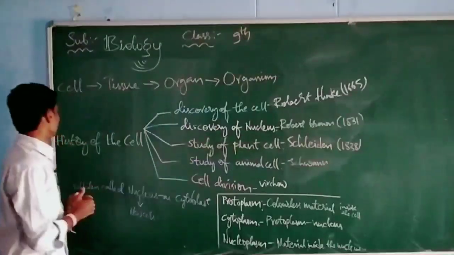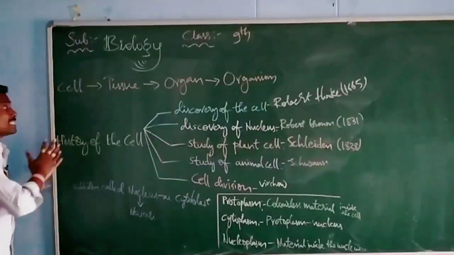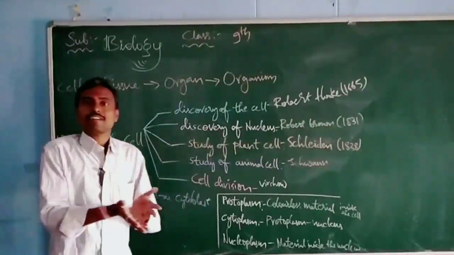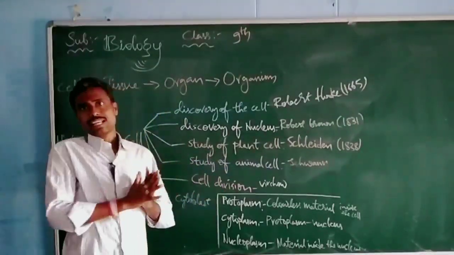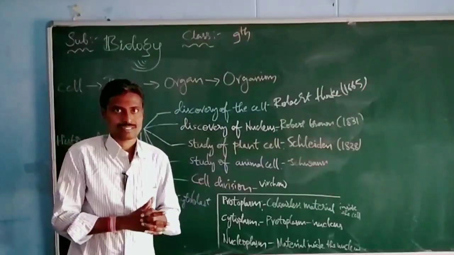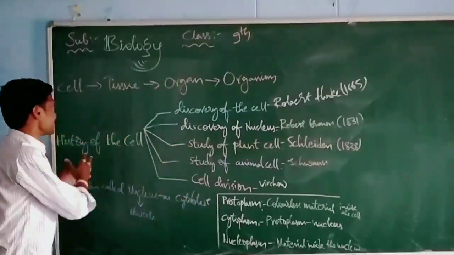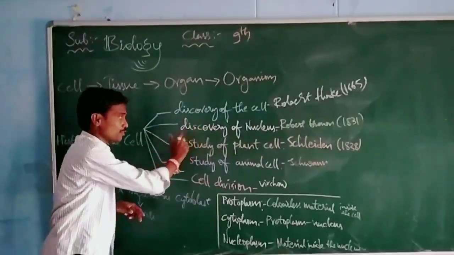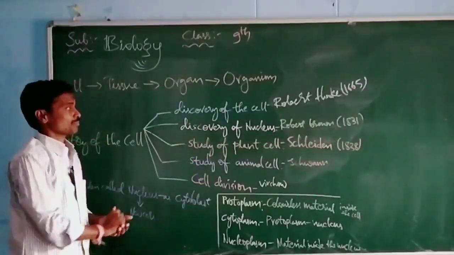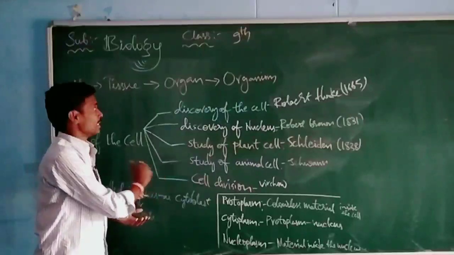So first of all, let us see the study of the cell. Already we learnt a little bit of information about the cell in the 8th class, the previous class. Let us see the history of the cell. It includes discovery of the cell, discovery of the nucleus, study of plant cell, study of animal cell, and cell division.